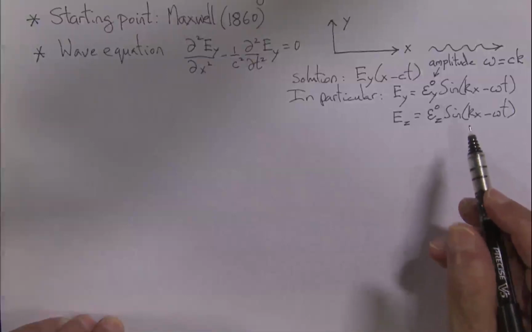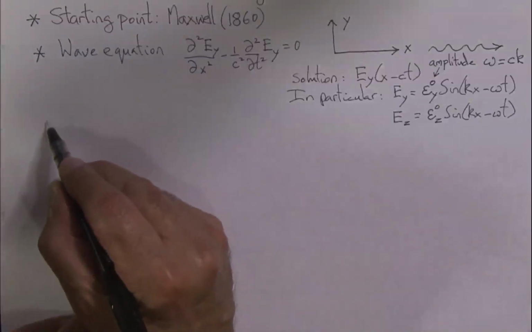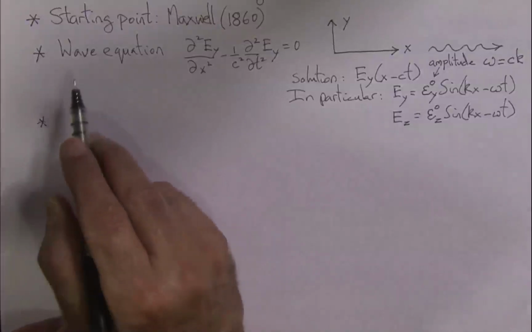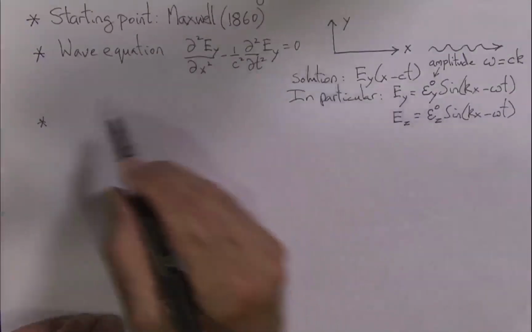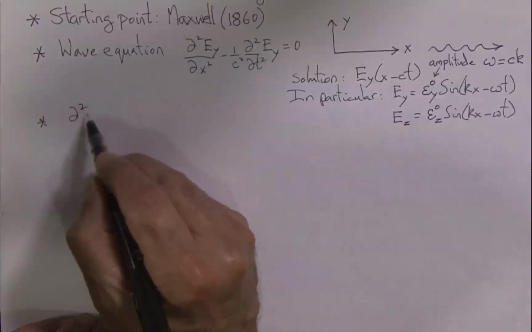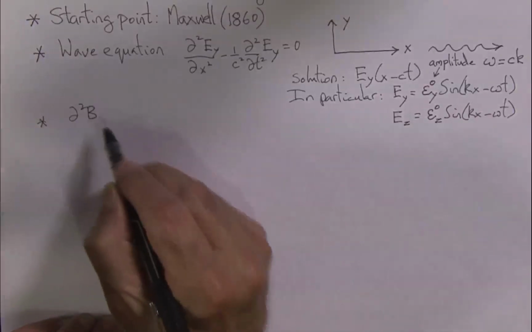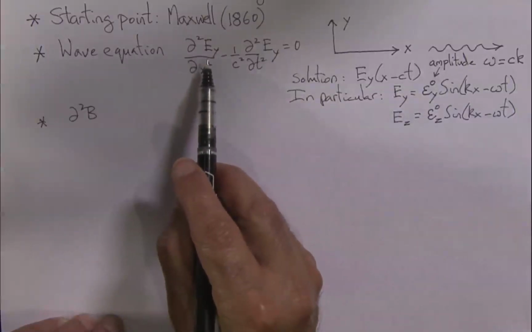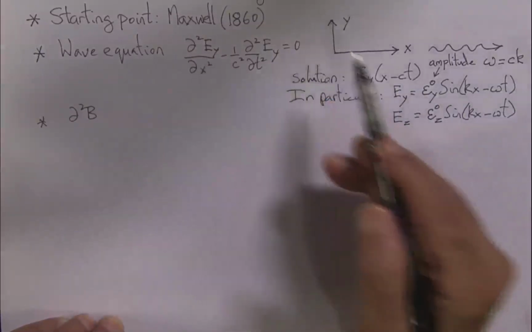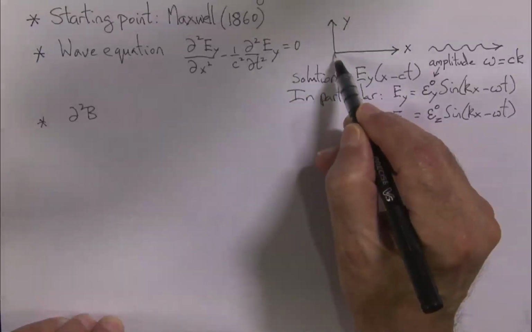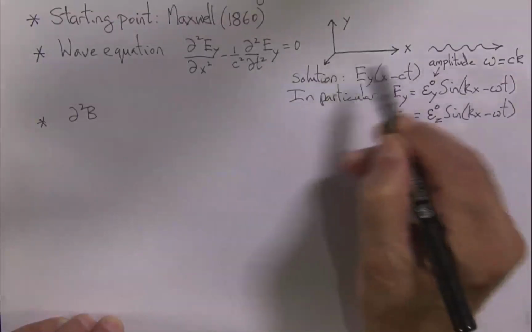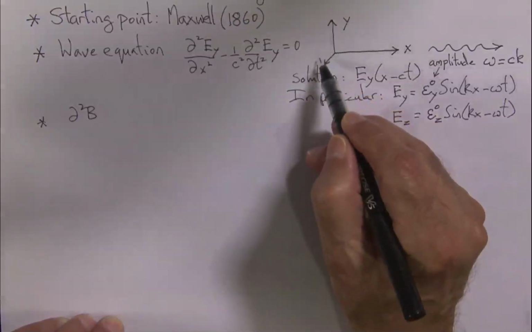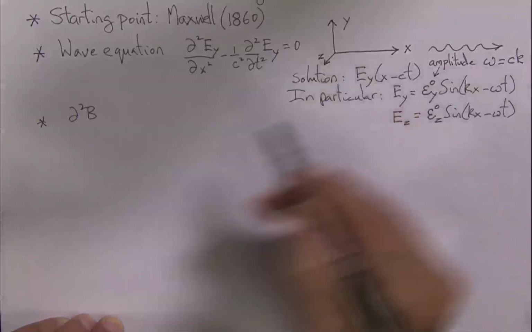Now that's for the electric field. Now from Maxwell's equations, again, so this is the wave equation for the electric field. There's the wave equation for the magnetic field. So in the first case, when the electric field is in the y direction, then the magnetic field is in the direction which is perpendicular to both the x and the y directions. In other words, it is in the z direction.